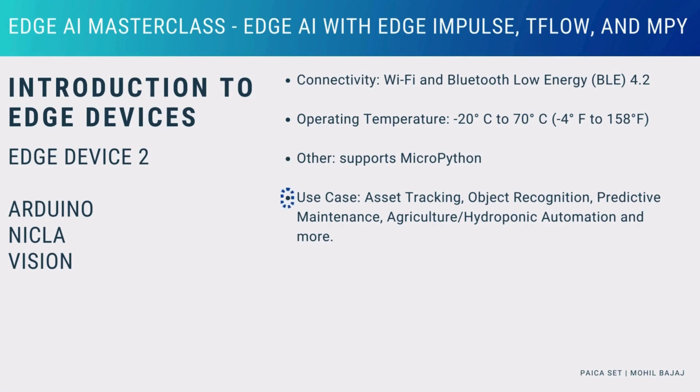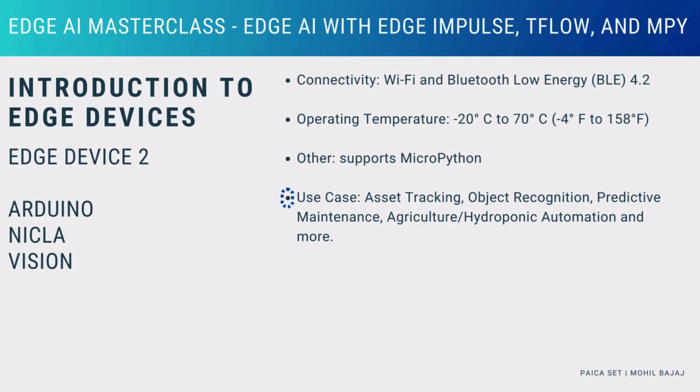Let's now look at some applications. With its 2-megapixel camera and high compute power, it can easily be used for most object detection applications, whether it be asset tracking applications in manufacturing and retail, or safety and security applications, or predictive maintenance applications in the renewable sector or wildlife conservation. It can do it all.